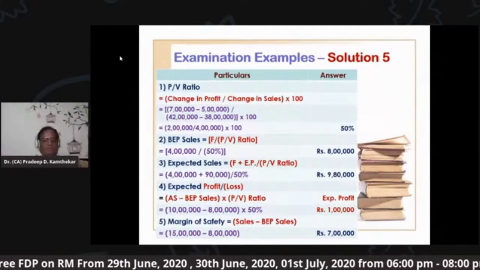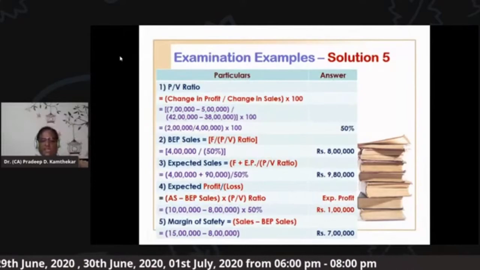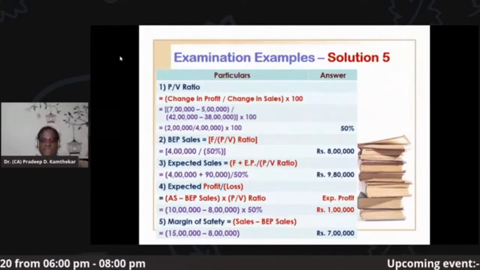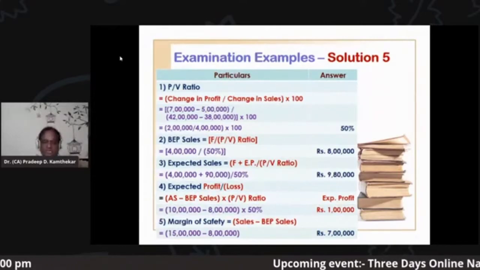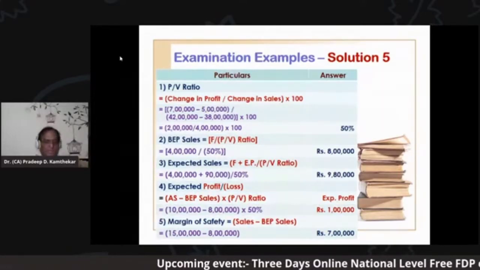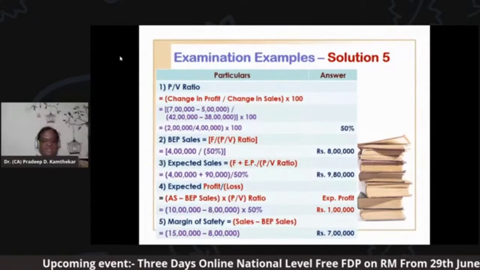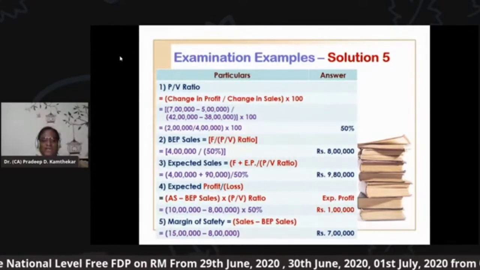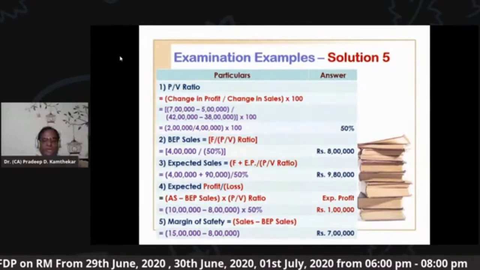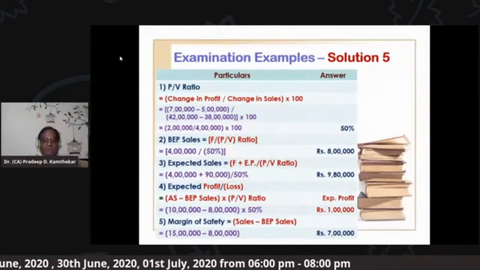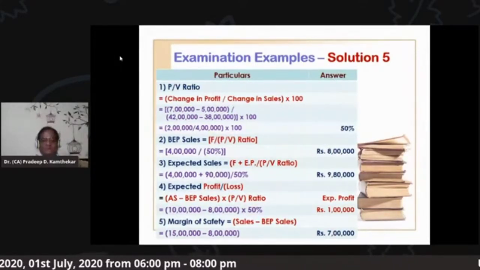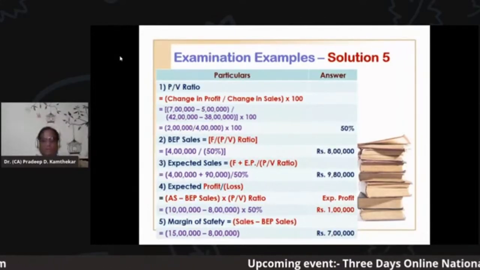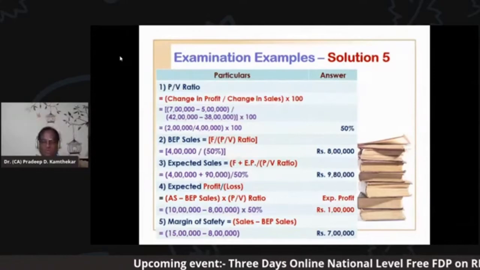Now how to calculate break-even sales? Fixed cost 4 lakhs divided by PV ratio 50%. So break-even sales is rupees 8 lakhs, means at 8 lakh rupees sales for this business, there will be no profit, no loss. Expected sales when the business is expecting profit of 90,000, fixed cost is 4 lakhs, profit expected 90,000. So 4 lakh 90,000 divided by 50%. So here the expected sales is rupees 9 lakh 80,000 to have a profit of rupees 90,000.